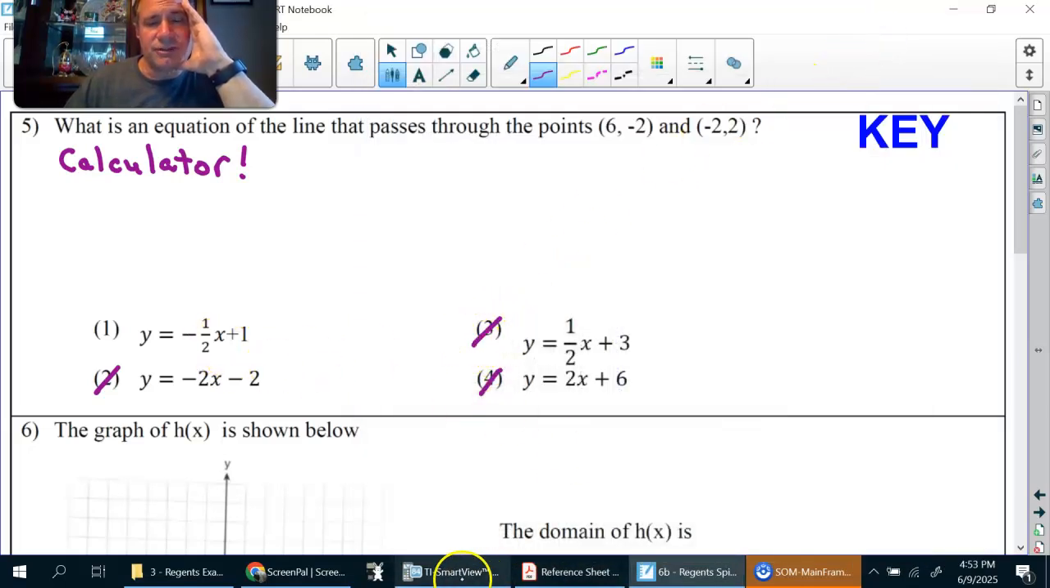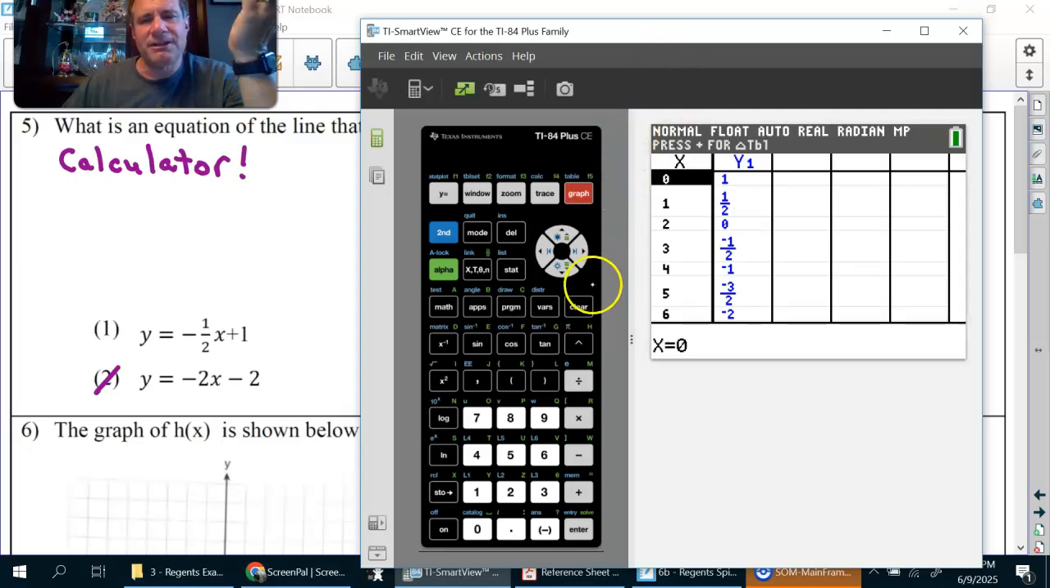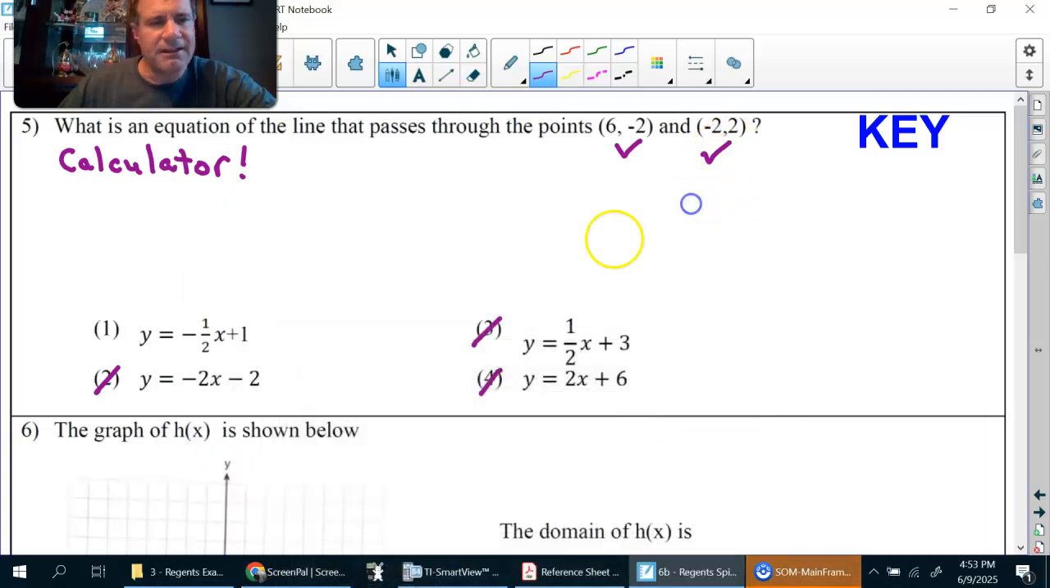So let's choose that last one. You know that has to be the answer, but let's do it anyway. So we have alpha x, negative 1 over 2. That's the one I probably should have put in first, but I didn't. And let's see if these points work out. So here's 6, negative 2. 6, negative 2 is right there. And then I'm going to go up to negative 2, and hopefully we see 2, and we do. Those points are on that equation. 1 is your answer.